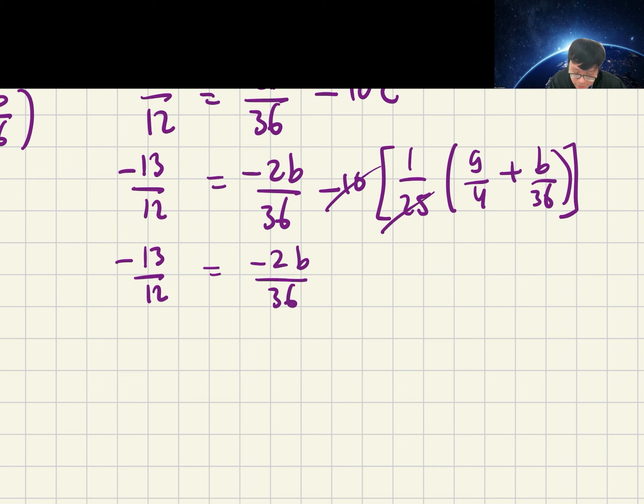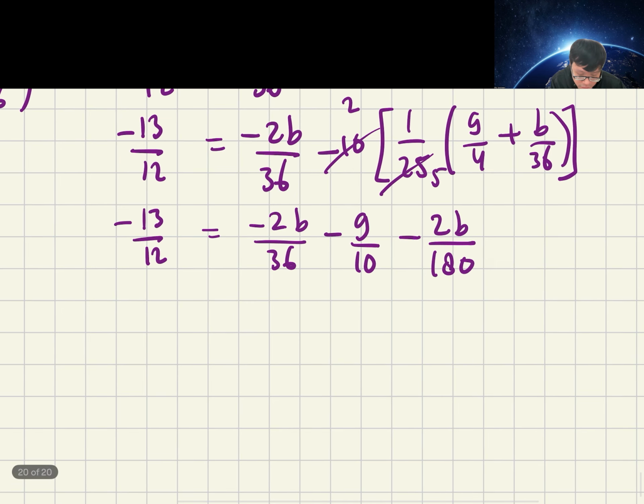Minus 10 and 25. 10 and 25 becomes 2 and 5. And then minus 2 over 5 times 9 over 4. You will get minus 9 over 10. And then we also have minus 2b over 180.